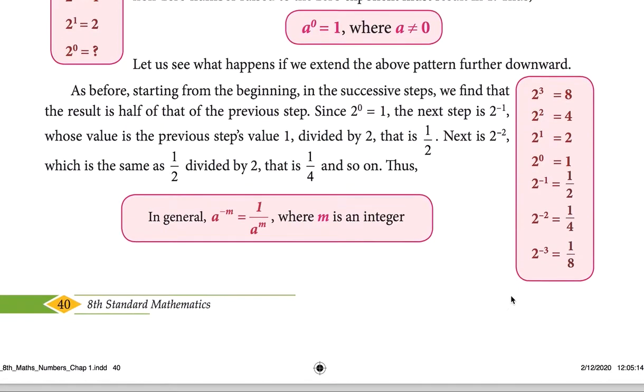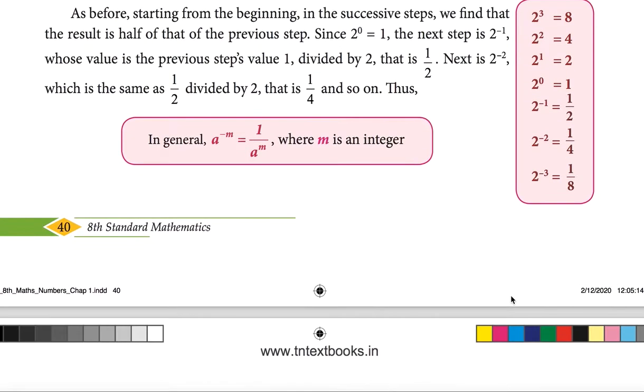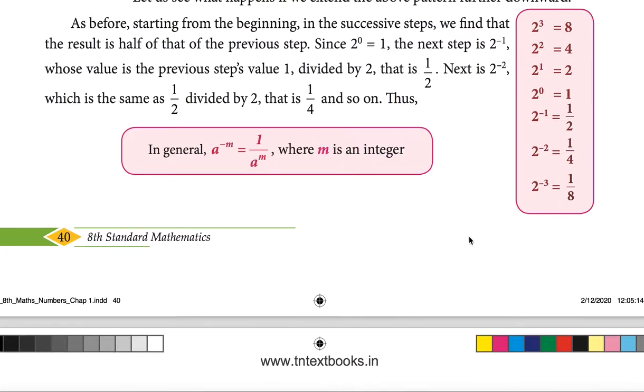Let us see what happens if we extend the above pattern further downward. As before, in the successive steps, we find that the result is half of the previous step. Since 2 power 0 is 1, the next step 2 power minus 1 is 1 by 2, the previous step's value 1 divided by 2. Next 2 power minus 2 is 1 by 4 and so on. In general, a power minus m is 1 by a power m, where m is an integer. 2 power minus 1, 2 power minus 2, 2 power minus 3 are written here.